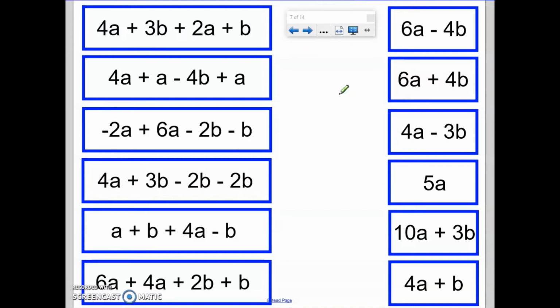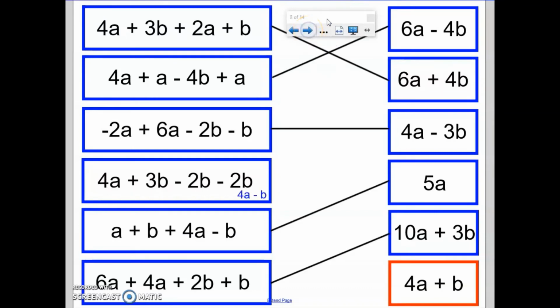Welcome back to the video. I'll just go ahead and show you my solution. My answer looks like this. So you can see the expression that does not match up. This would be your odd one out, and I've highlighted your odd one out over here.